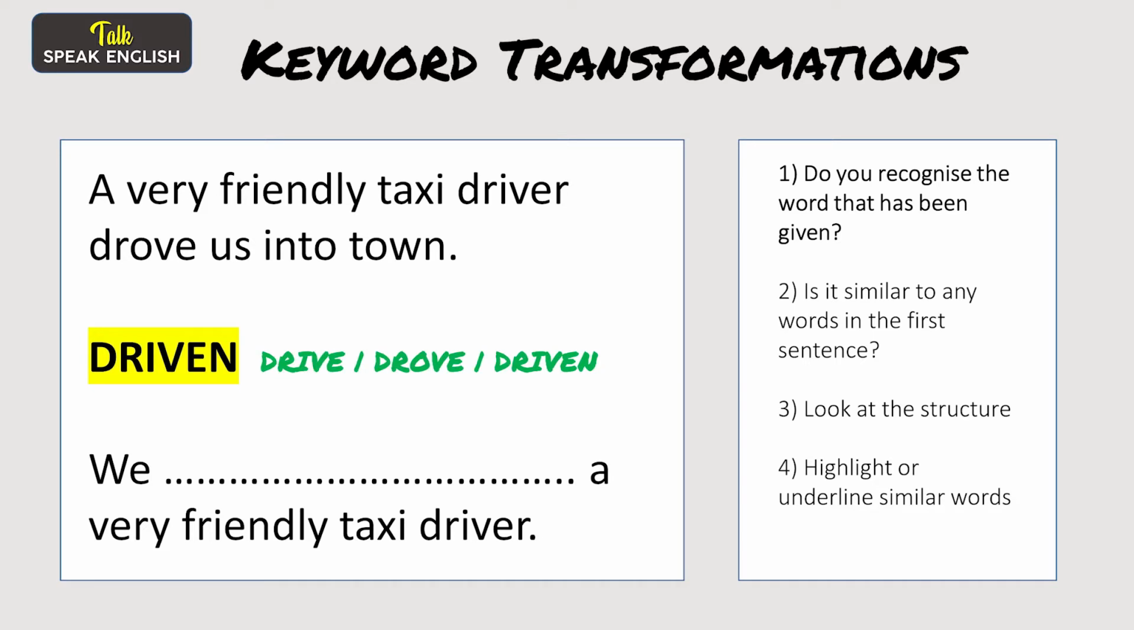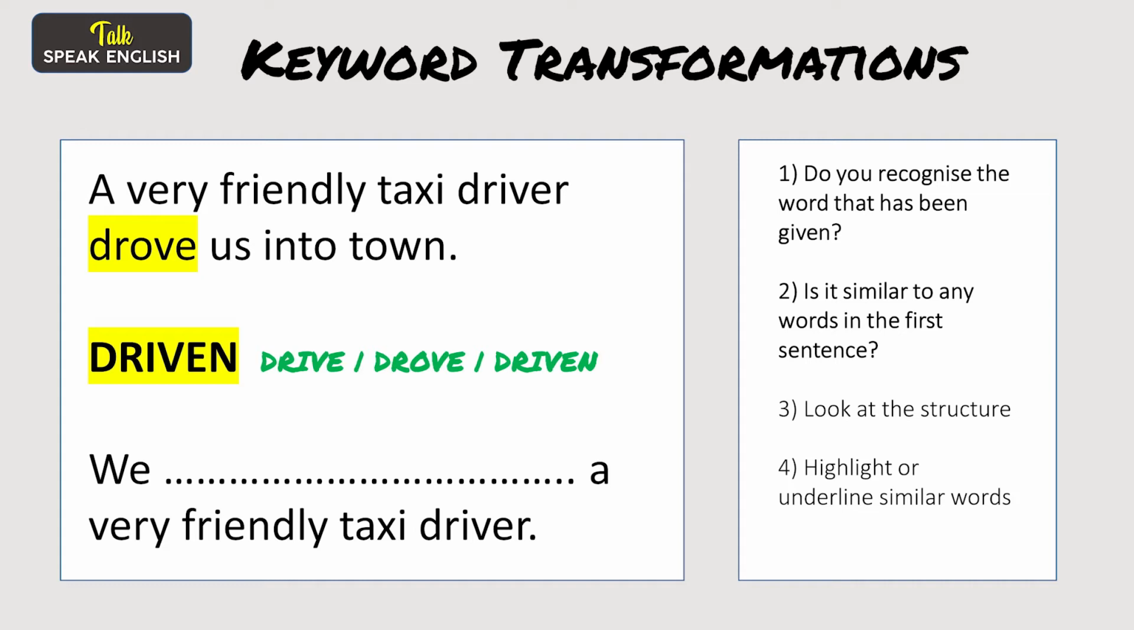And we're looking for patterns. This is the key to keyword transformations. It's all about looking for patterns or certain structures, like I said in the intro, that you might recognise. Step number 2, is it similar to any words in the first sentence? As I said before, we know that driven is the past participle of the verb drive. And in the first sentence, we have the past simple form of the verb. So we have drove and we have driven. This may already give us a clue.